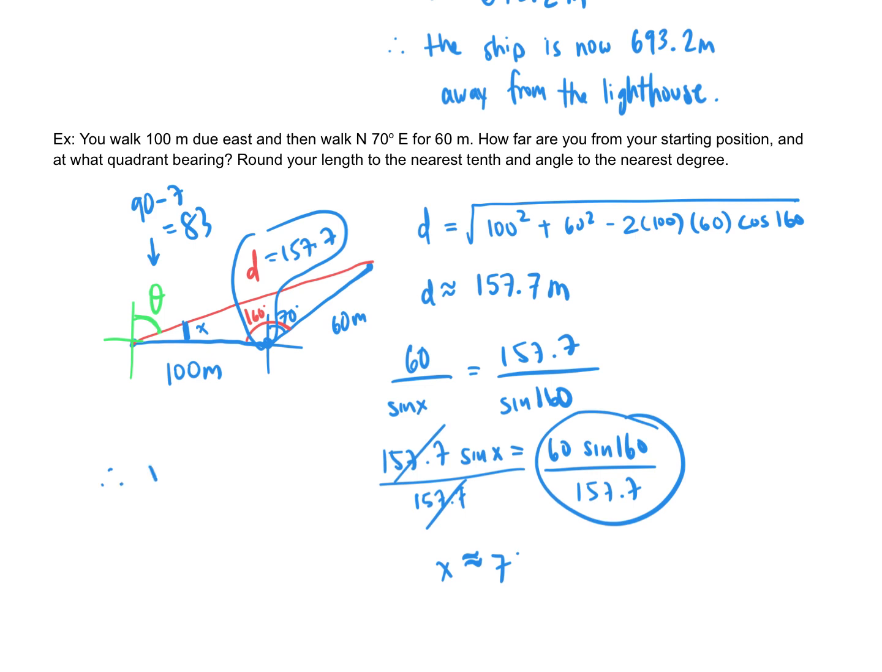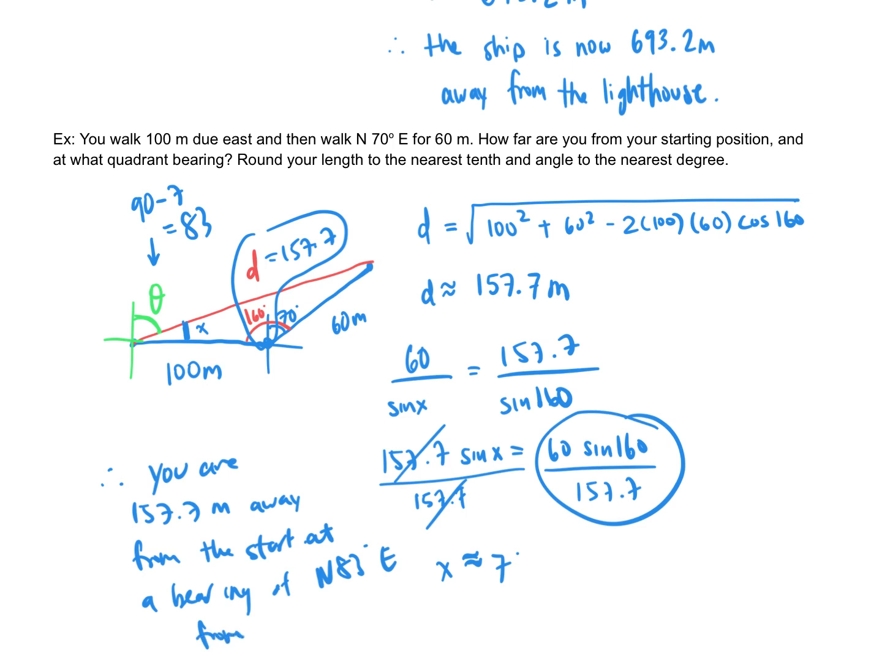So therefore, you are 157.7 meters away from the start. And compared to the start, you are at a bearing of north 83 degrees east, again from the start. And that's it for the different ways you can represent your directions.